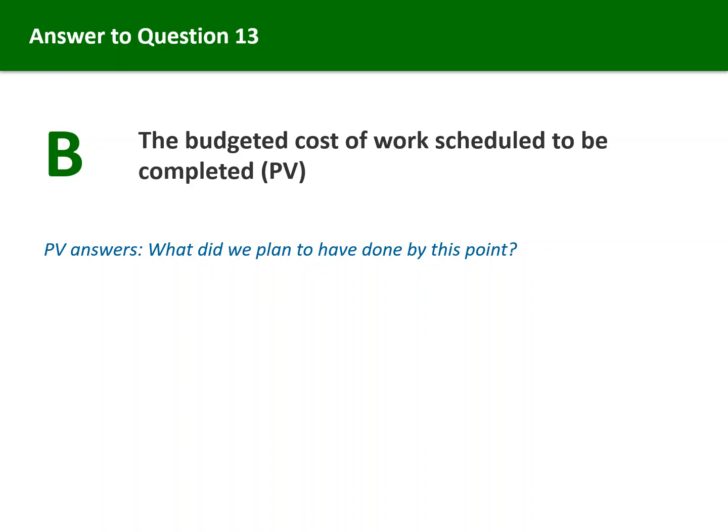The correct answer is B. Planned value, abbreviated PV, represents the budgeted cost of work scheduled to be completed by a specific point in time. It answers the question, what did we plan to have done by now? Planned value is determined by the project baseline and increases over time according to the schedule. It is the benchmark against which actual progress is measured.